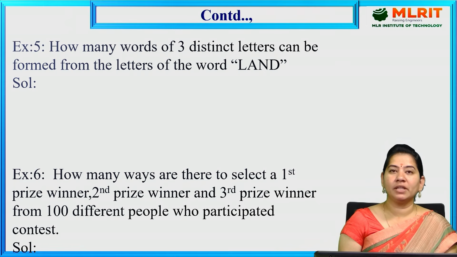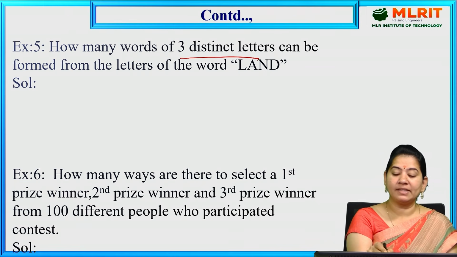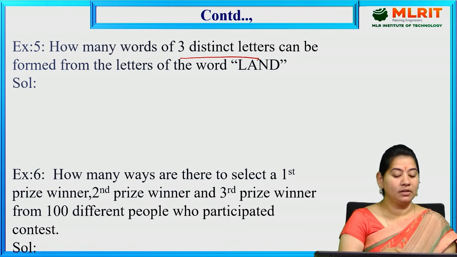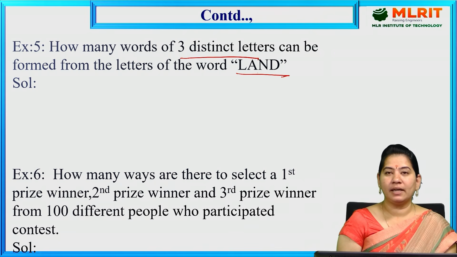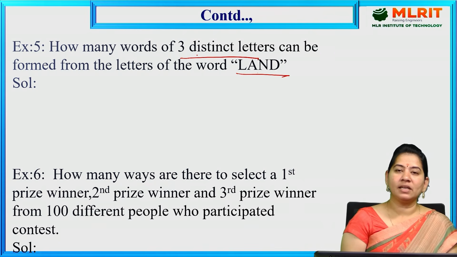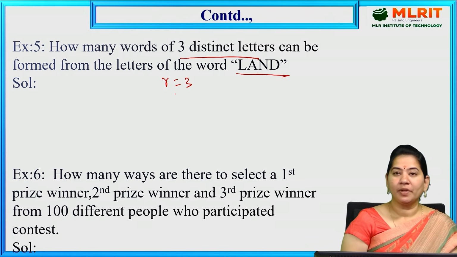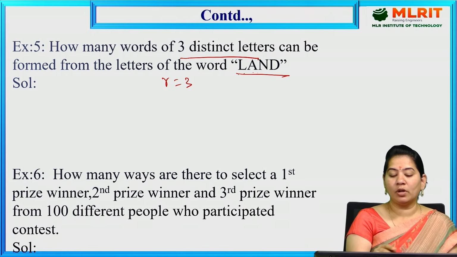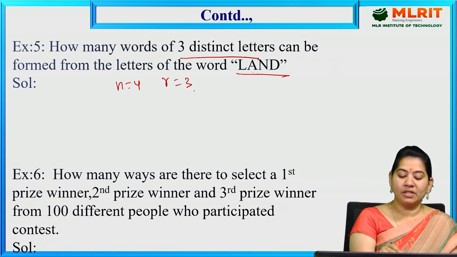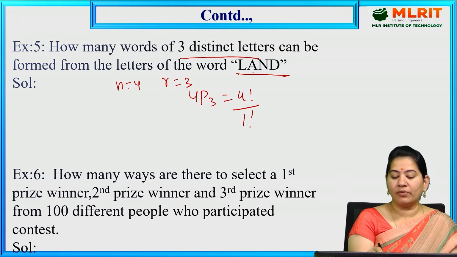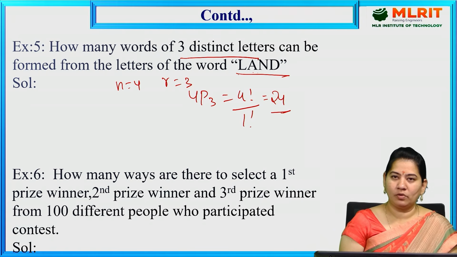Now next question here, how many words of 3 distinct letters can be formed from the letters of the word LAND? So here 3 distinct letters I need to follow. So that is nothing but r is equal to 3 and here LAND, so that is n is equal to 4. So which is nothing but 4P3, 4 factorial by (4 minus 3) factorial, which is nothing but 24 distinct words we can form.